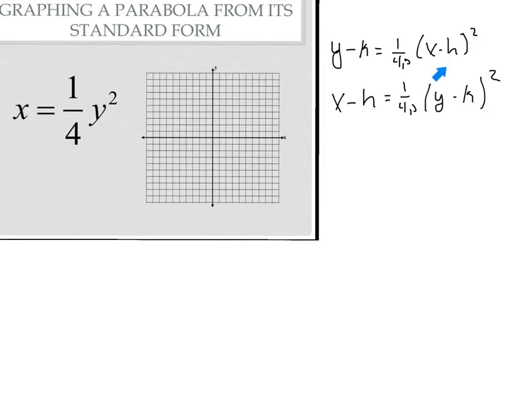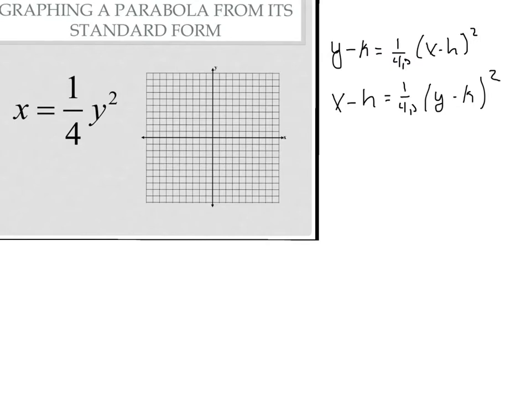So notice the x is going to shift horizontally and the y is going to shift vertically. The associated letter with the shift coordinates with the appropriate variable. The reason that I wrote these here is I want you to look at what we have and notice, what type of parabola is it? Does it open up or down or left or right?